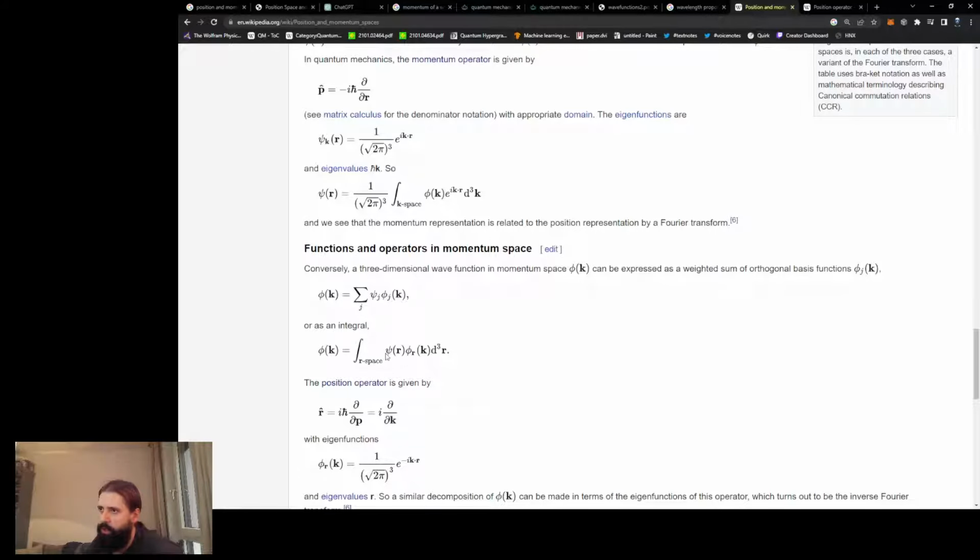Maybe because I don't understand what the semantics of these are, or maybe I don't understand what the meaning is of the product of the wave function of position times the eigenfunctions of the position operator.